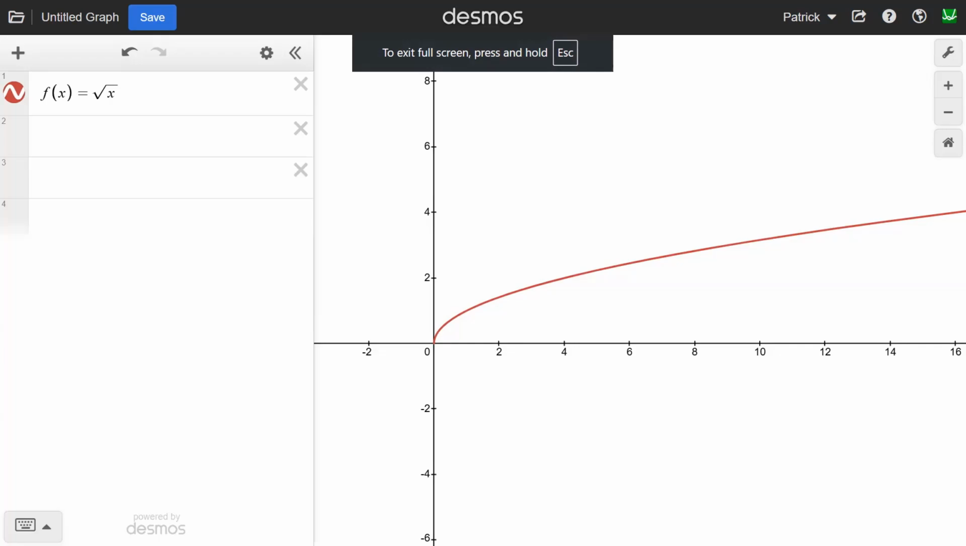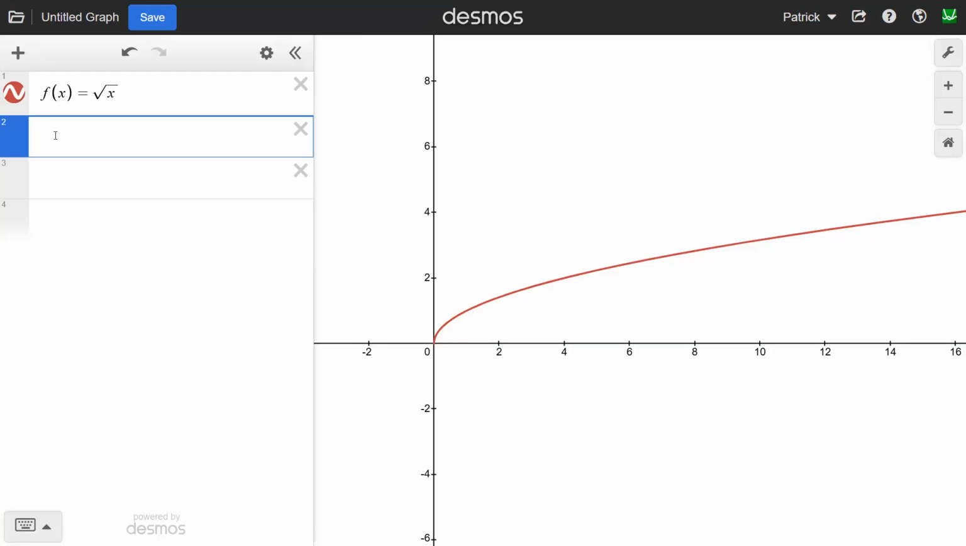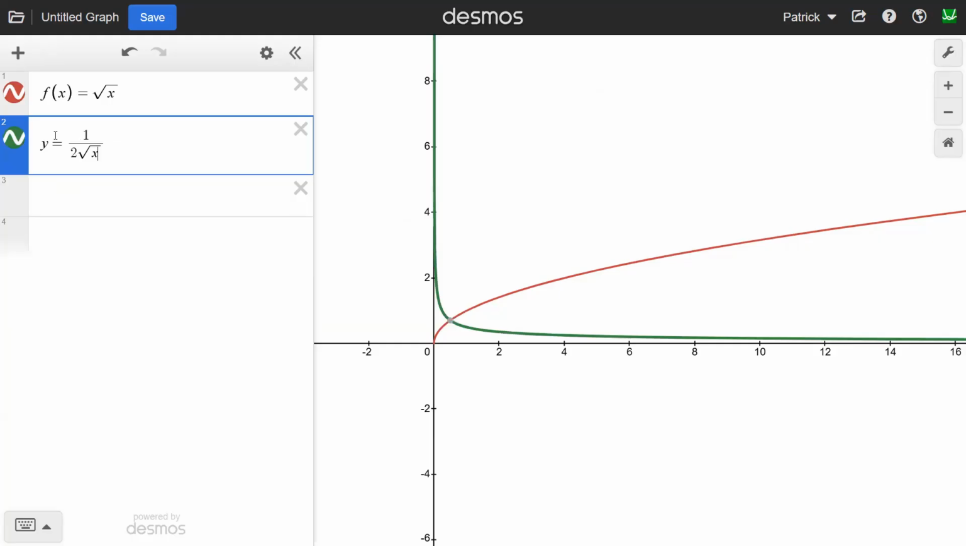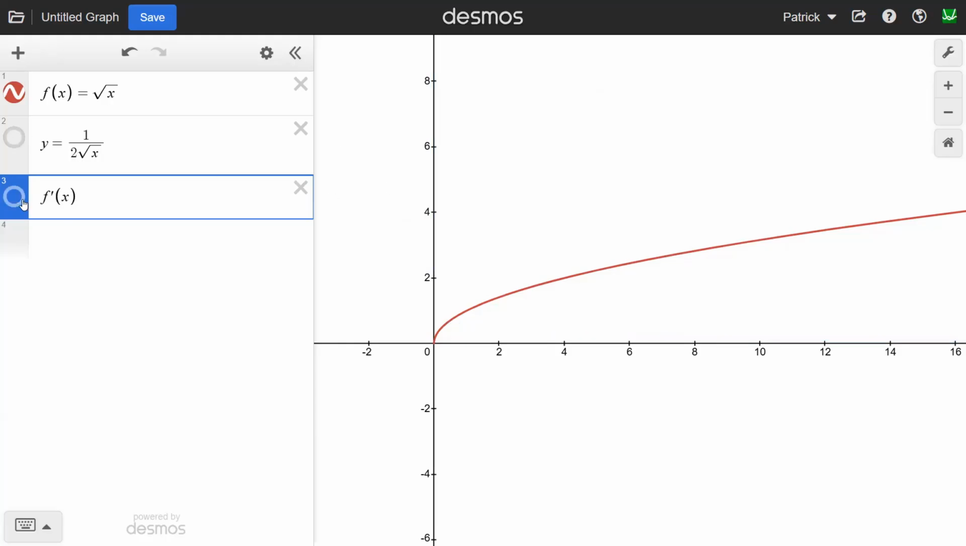Here we have the graph of square root x. We can see that the domain is x greater than or equal to 0. If I graph the derivative as a function, 1 over 2 square root x, you could see it in green there. However, we can just type in f prime of x, and it will automatically graph the derivative there. If I turn this one off, you can see that the blue graph is the same as the green graph. So Desmos is very helpful in seeing graphically what the derivative would look like and confirming that your derivative function is in fact the derivative.